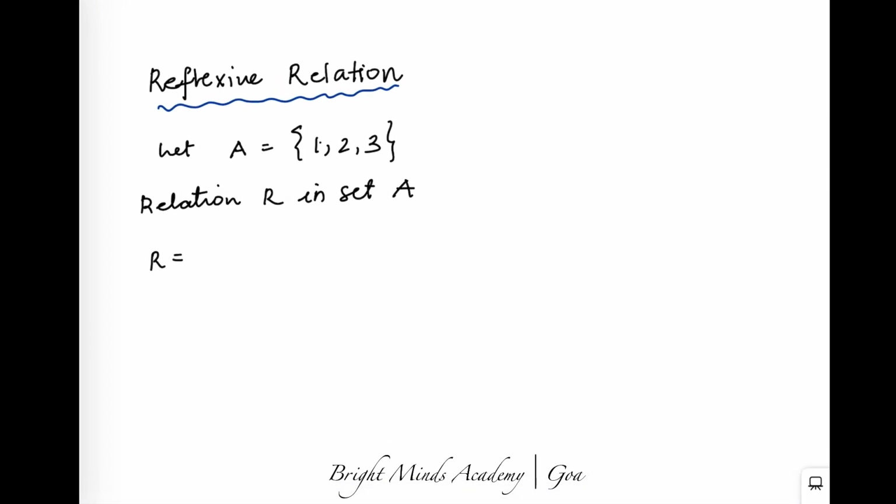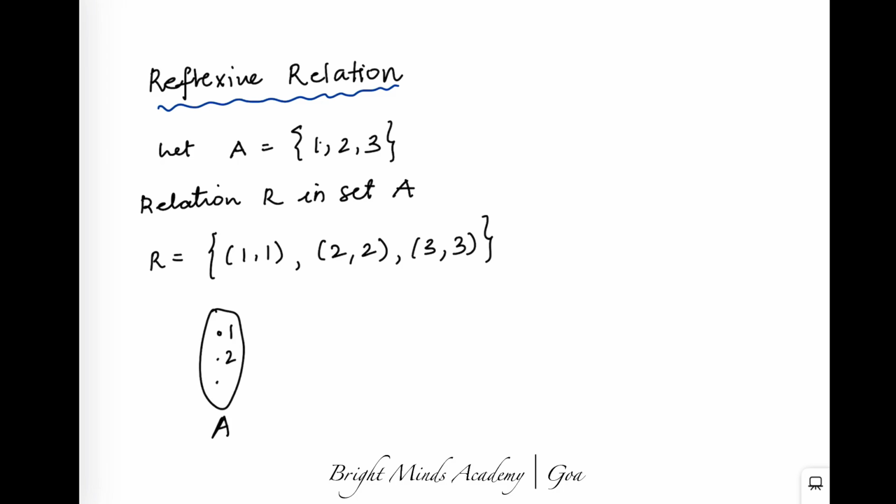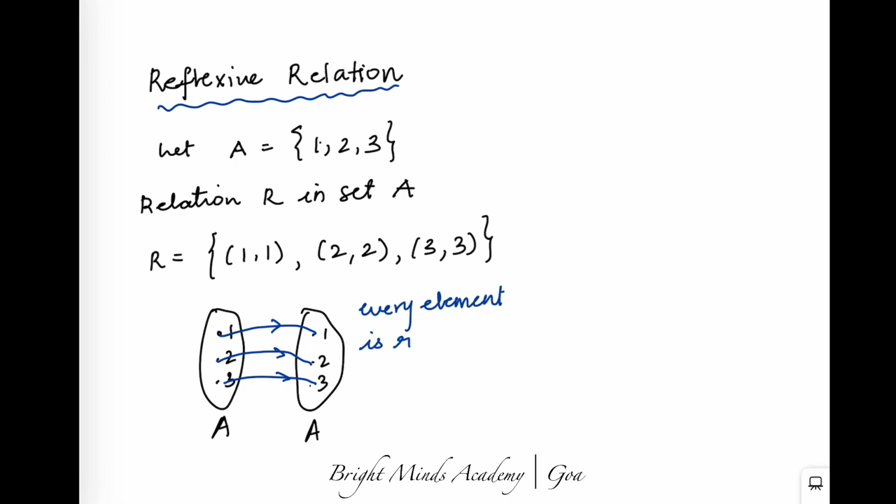Now if R contains the elements 1 comma 1, 2 comma 2 and 3 comma 3. So basically what have I done here, I have taken a set A having elements 1, 2 and 3. I have taken the same set A again, which is basically 1, 2 and 3, and what I'm saying here is that 1 is related to 1, 2 is related to 2 and 3 is related to 3. So basically every element here is related to itself. When you have such kind of a thing, you'll say that R is a reflexive relation.